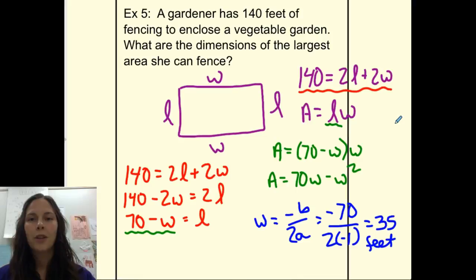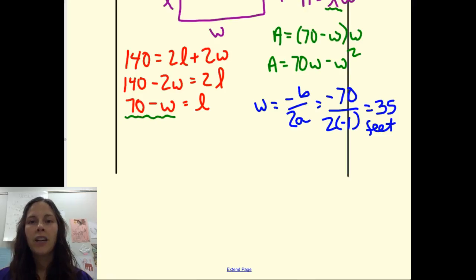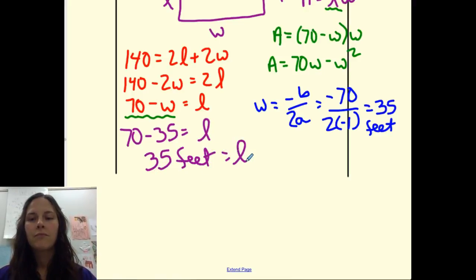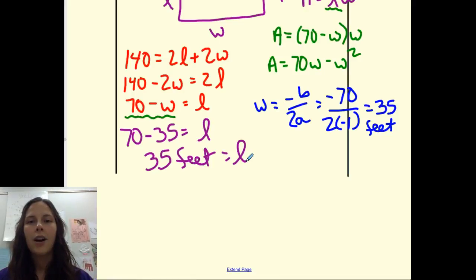Making sure that we answer the question we were asked, we are told to find the dimensions of the largest area she can fence. We have one value of the dimensions. We have the width, which is 35. We'll sub that back into the formula that we had for the length to solve for the other dimension. 70 minus 35 gives us 35 feet for the length as well. So the dimensions of the rectangle that she could fence with 140 feet to maximize the area that she could grow vegetables in would be, in this case, a square, 35 feet by 35 feet.